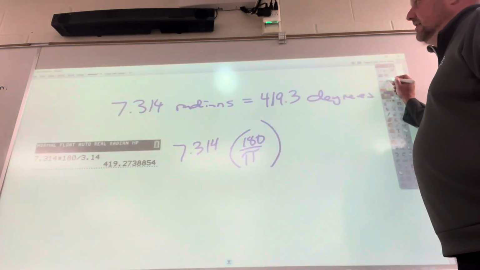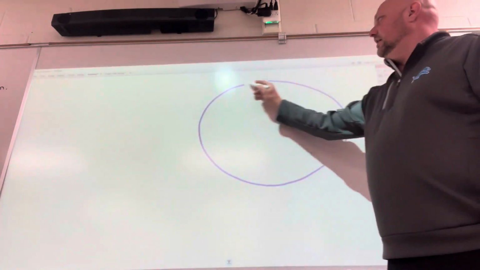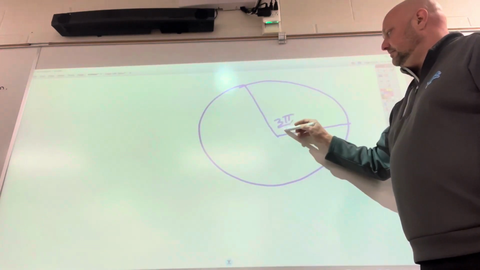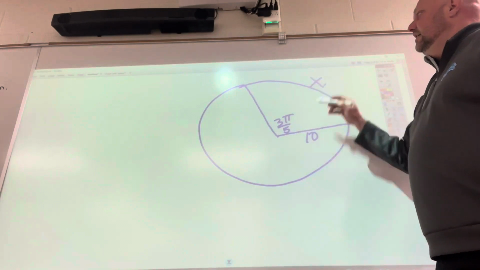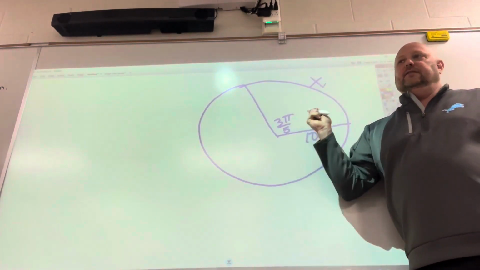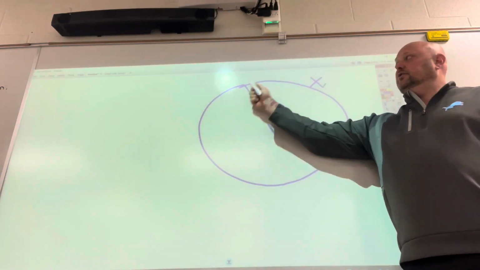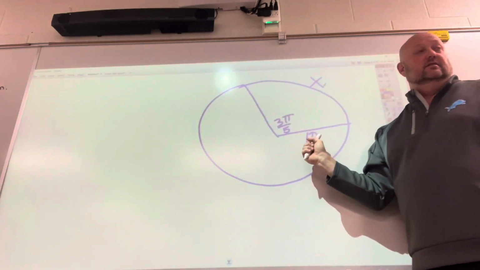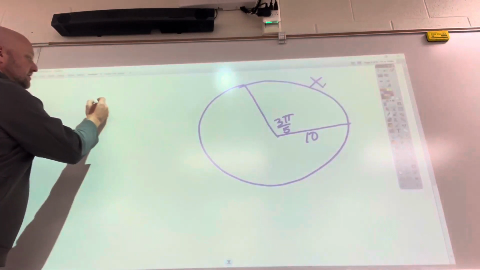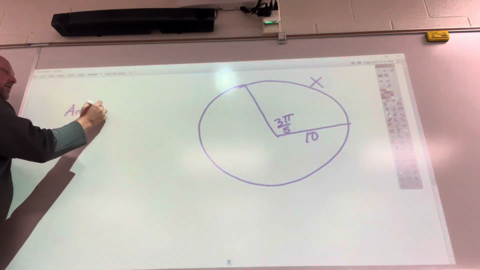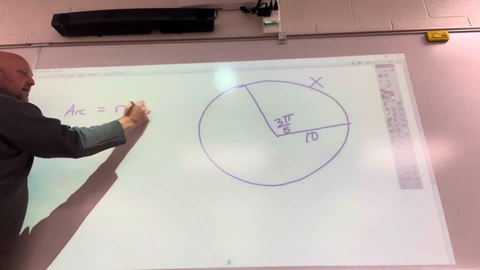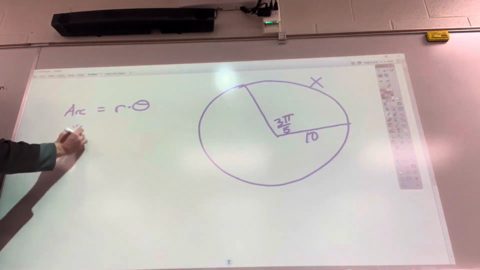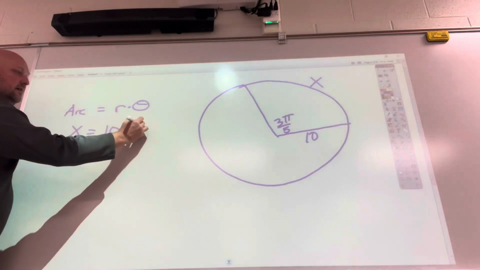Arc lengths. We talked about this a little bit last week. They do a lot of times put one of these kinds of problems on there in one way, shape, or form. Remember, if it's in radians, and they ask you for this arc length, or maybe they give you this arc length and ask you for the radius. Well, the formula is always the arc length will equal the radius times the angle.